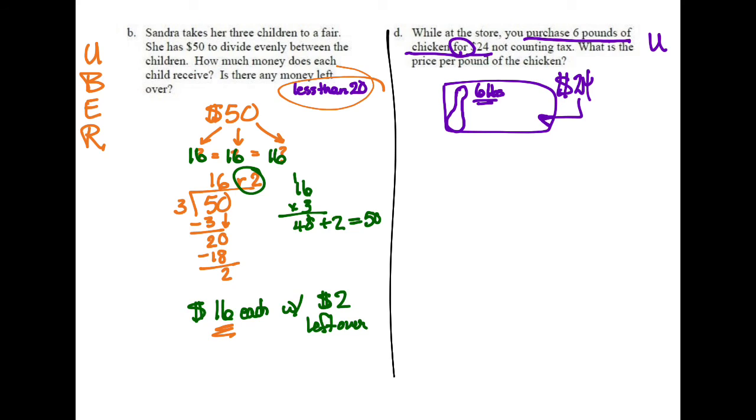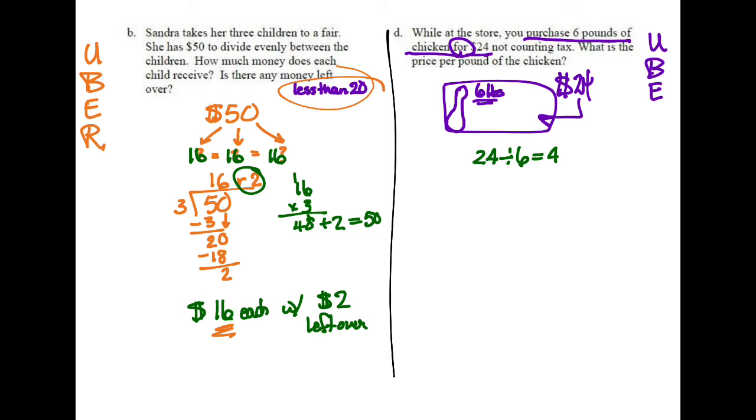Okay, so to figure out how much it is per pound, wouldn't we want to take the 24 and divide it by 6? Okay. So that's building my plan already, sorry. And since this one's so easy, let's just go ahead and execute. So 24 divided by 6 is 4. If you know your times tables, you're done.